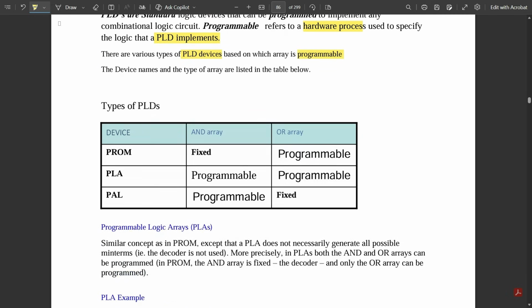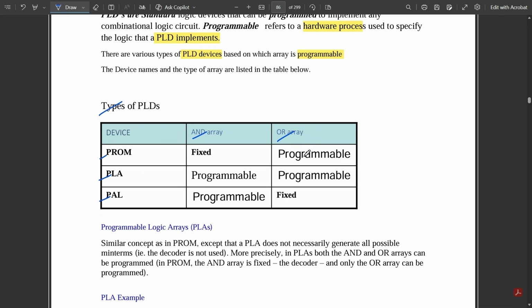You see here, this is the table which consists of the types of PLDs: PROM, PLA, and PAL, with an AND array column and an OR array column. In that, for PROM, the AND array is fixed and the OR array is programmable. For PLA, the AND array is programmable and the OR array is also programmable. But in the case of PAL, the AND array is programmable and the OR array is fixed.